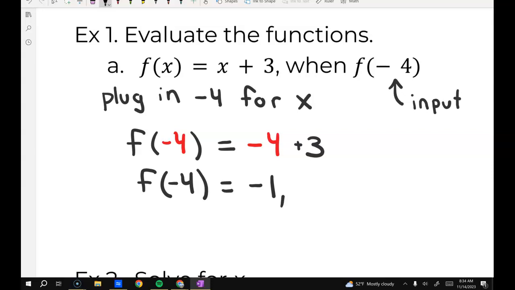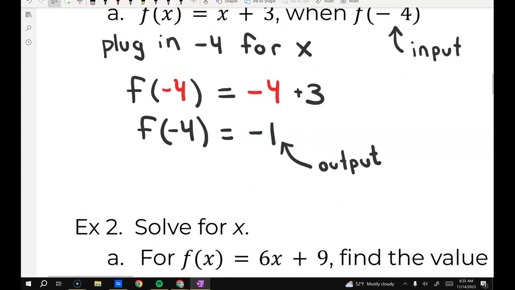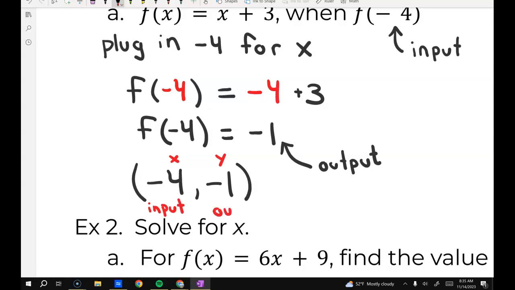So this is our output. In this function rule, on this function vending machine, when you hit -4, it's going to spit out a -1. And how we're going to express our answers is as points. So we're going to write our final answers as -4, comma, -1. Or again, this is our x value, this is our y value, and this is our input, and this is our output.